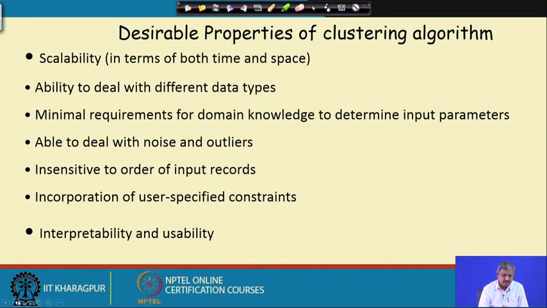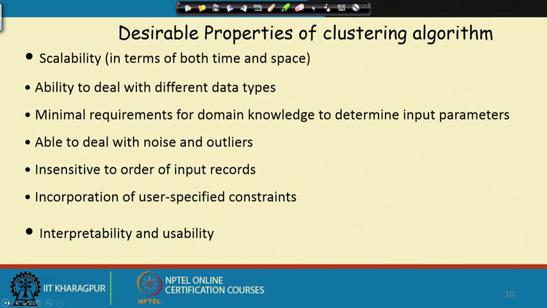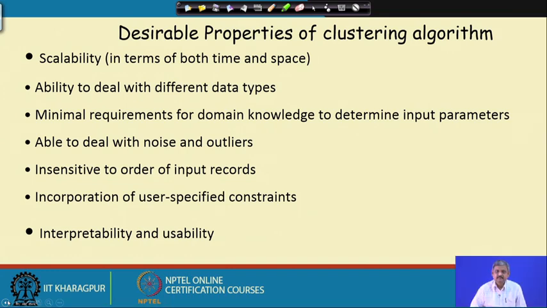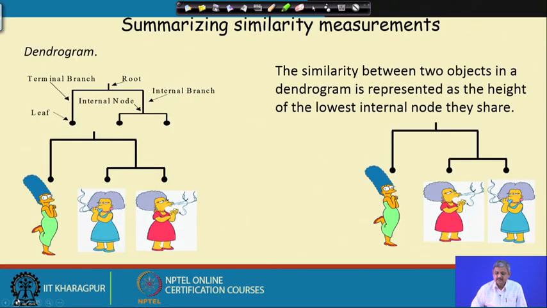Before I go into the method, I want to quickly mention some of the properties we desire of clustering algorithms. It should be fast, both in time and space. It should deal with not just numerical, but also nominal and ordinal attributes. It should be able to deal with noise and outliers. It should be independent of the order of the input records, and if necessary you should be able to specify certain constraints, and finally the results should be interpretable. These are some characteristics we need.